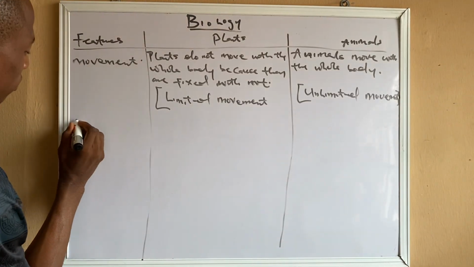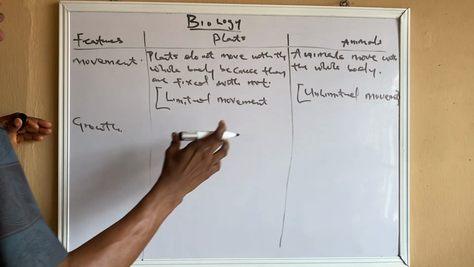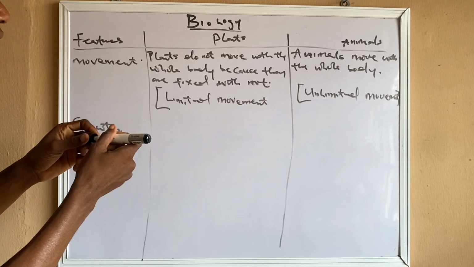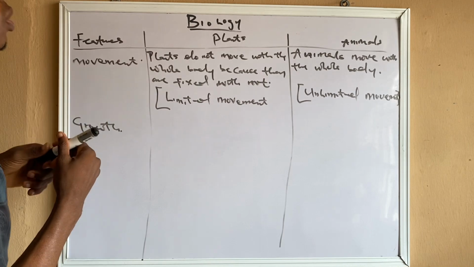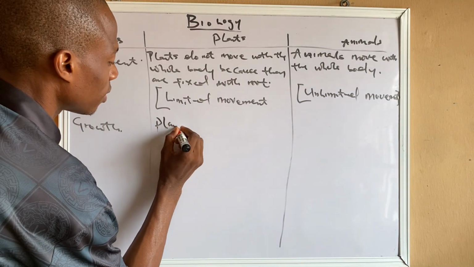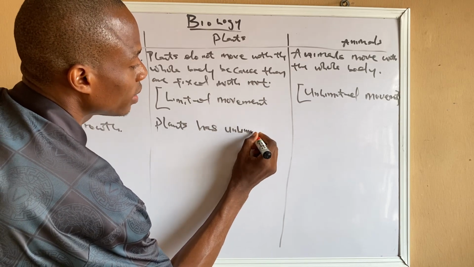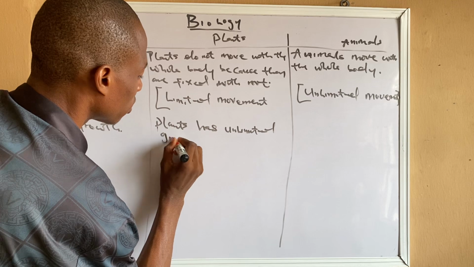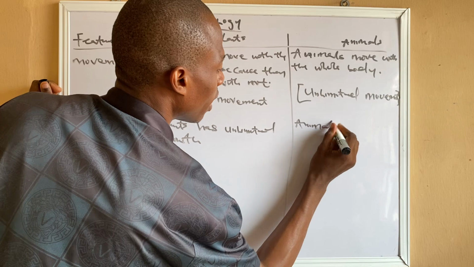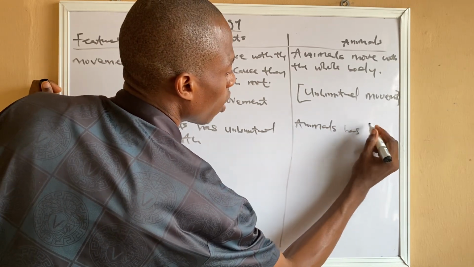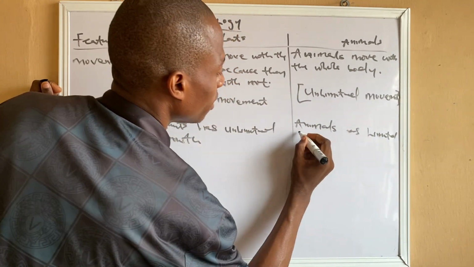Secondly, growth. Now, the reverse of what actually happens in animals now occurs in plants. Plants have unlimited growth, while animals have limited growth.